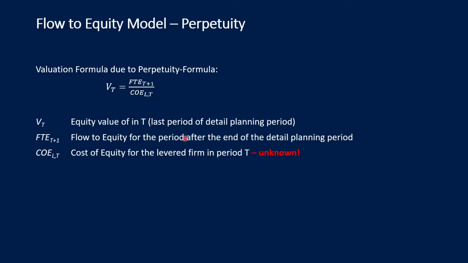Okay, the problem here is that the cost of equity of the levered firm is unknown. We have an asset beta, we have the cost of equity of an unlevered firm, but we do not have the levered firm. And we do not have the numbers to calculate it because for the leverage we already need to have the value of the levered firm, and we don't have it. So we are running into a circular problem here.